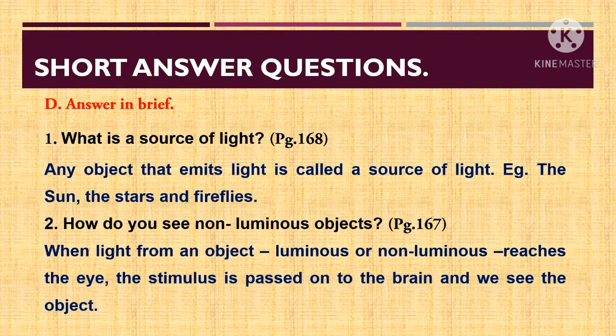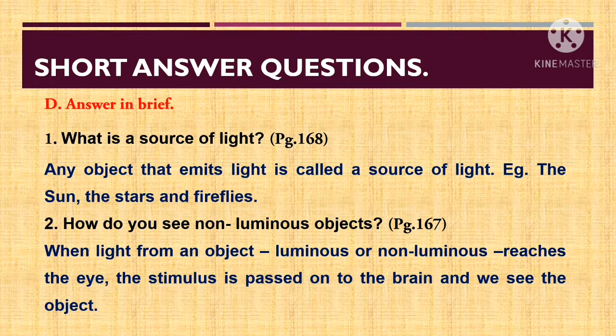Short answer questions. D. Answer in brief. Question 1. What is the source of light? Answer is in page number 168. Under heading Source of Light, first 3 lines. Any object that emits light is called a source of light. Example: the sun, the stars, and fireflies.